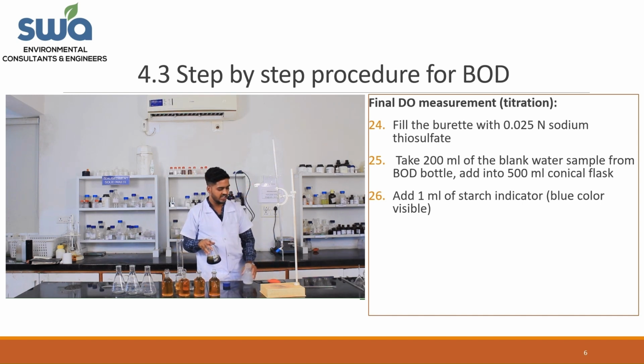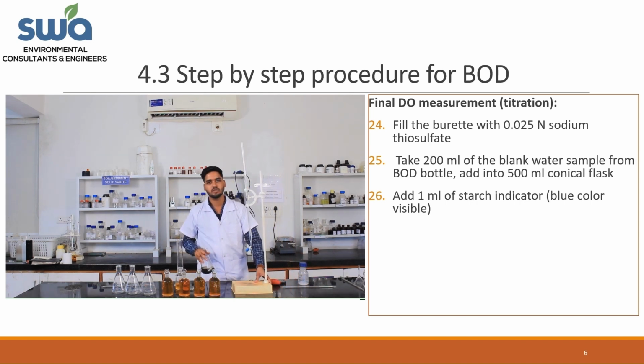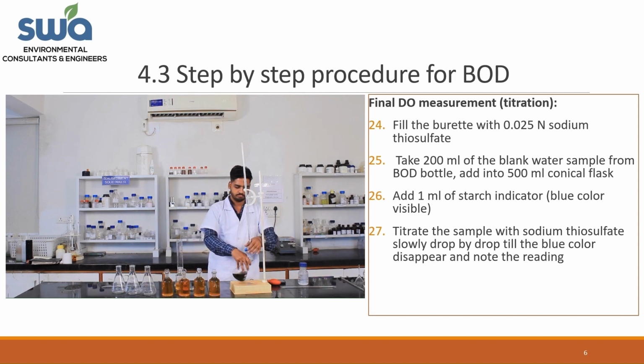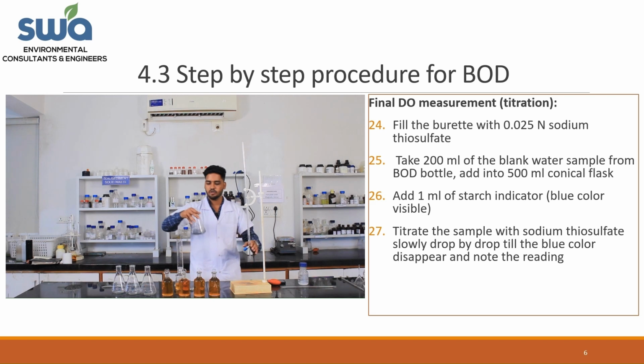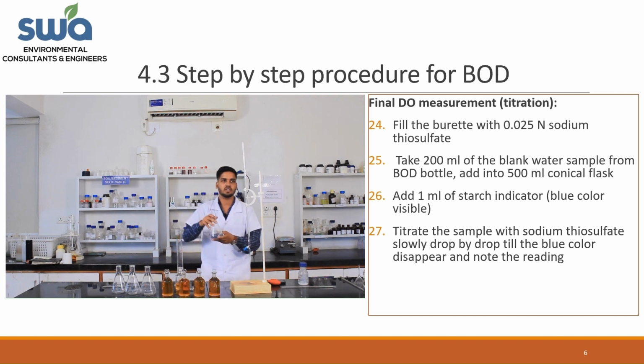Now we will titrate it with 0.025 normal sodium thiosulfate. The sodium thiosulfate reacts very slowly, so make sure you titrate the sample very slowly, drop by drop. Here you can see the color has disappeared. This is the end point of the titration. Whenever the color disappears, stop the titration and note the reading.